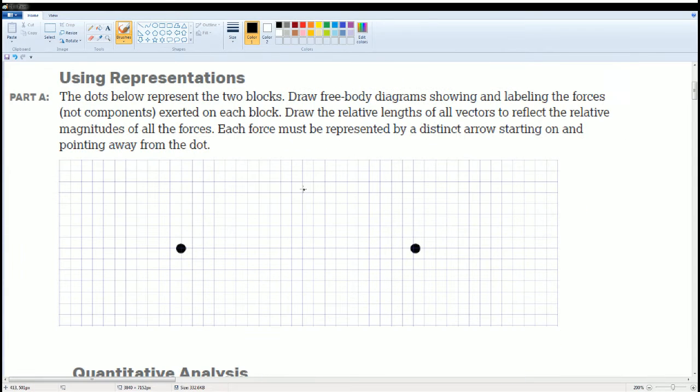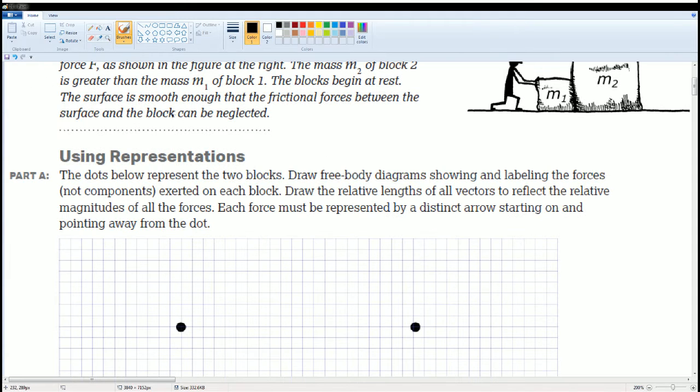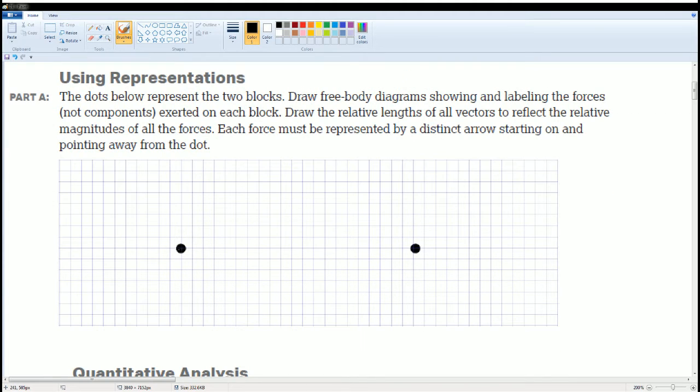Here you are going to draw the force on each one of the diagrams and you're going to distinguish them by the arrows. You can try your best. Remember, force of friction is neglected, so you don't need a force of friction here. The first dot is going to be on M1. The second dot is going to be M2. You can give that a try.